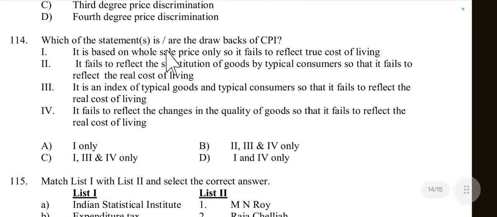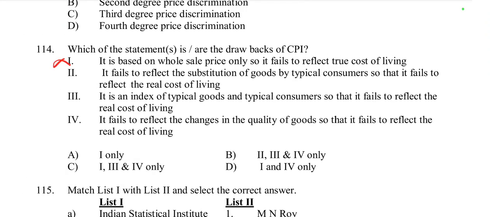Then the next one: which of the statements are drawbacks of CPI, the Consumer Price Index? What are the negative points of the CPI? Option 1: it is based on the wholesale price only, so it fails to reflect the true cost of living. No, this is incorrect, because CPI is not based on wholesale price. It focuses on retail prices and the cost of a typical consumer's basket of goods and services. So option 1 is incorrect. This is not a drawback.